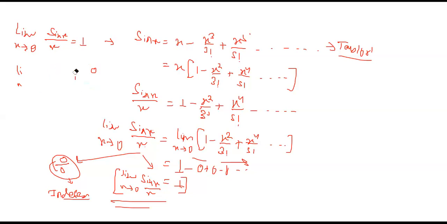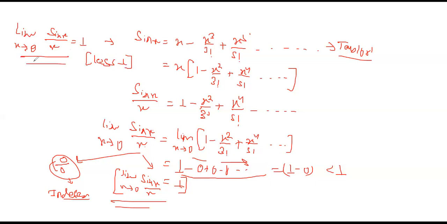So limit x tends to 0, sin x by x is equal to 1. One more thing: here, 1 minus 0. Is it less than 1 or greater than 1? It is actually less than 1. So limit x tends to 0, but it is just less than 1. Now I'm taking an example. First of all, you write this expansion and formula. Don't take a picture, just write it in your notebook.